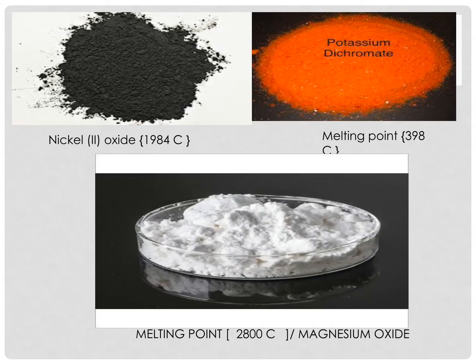So basically this slide is all for your own observation. Potassium dichromate, magnesium oxide, and also nickel oxide are examples. You can see and observe that they have very high melting points.